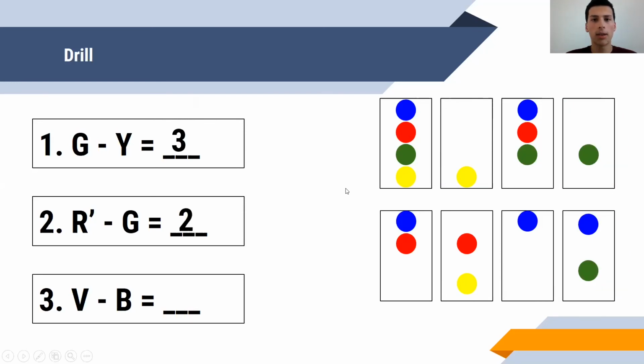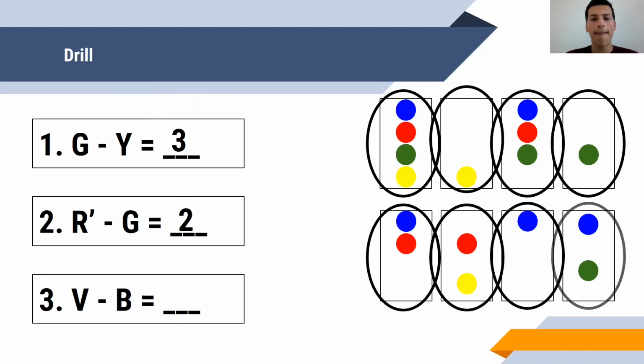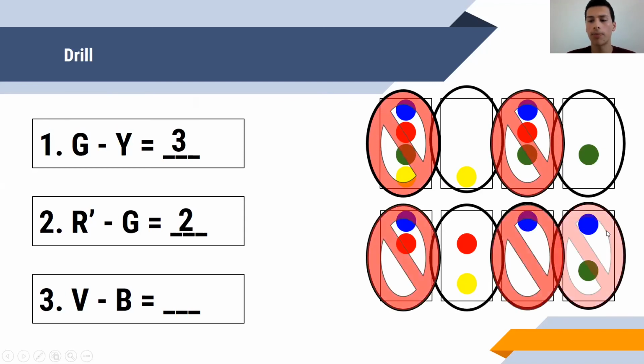Finally, the third one is universe minus blue. Universe refers to all of the cards, so all 8 cards. Don't let universe confuse you. It's just referring to all of the cards in this set. So we've circled all of them. Now we're going to identify the cards with universe and blue, and remove those cards. We're going to remove this card, that card, that card, that card, and that card. Notice how they all have blue and they're also circled. And we're left with 3 cards. So 3 is the answer.